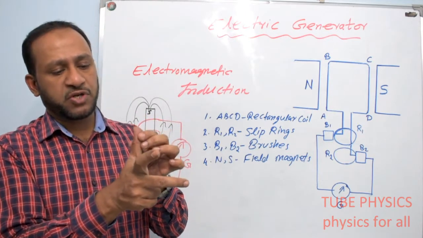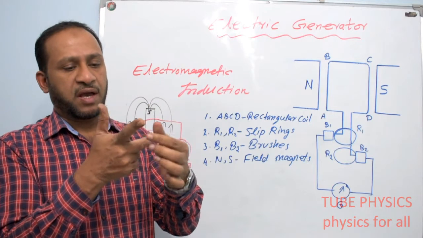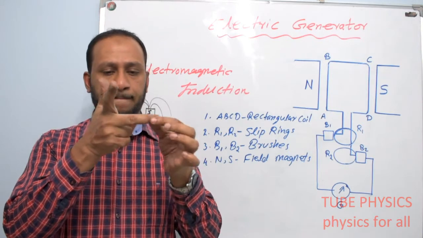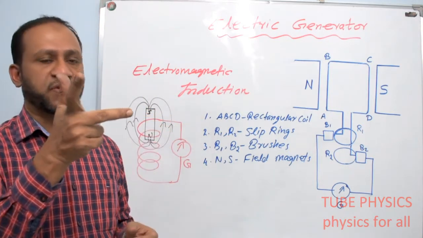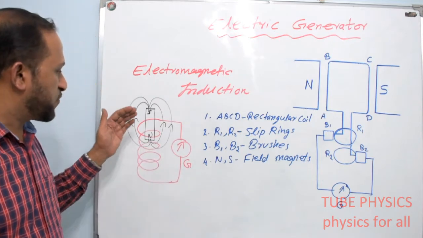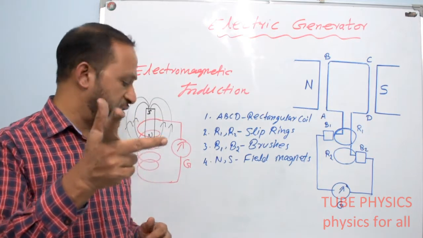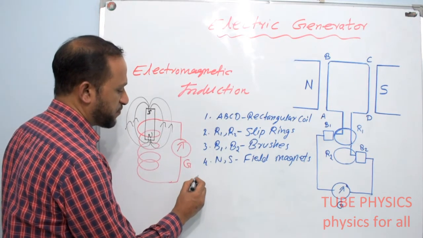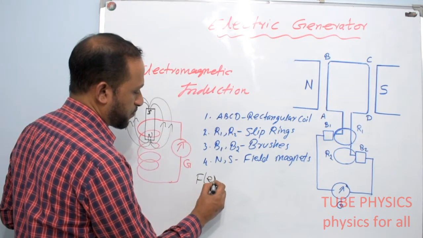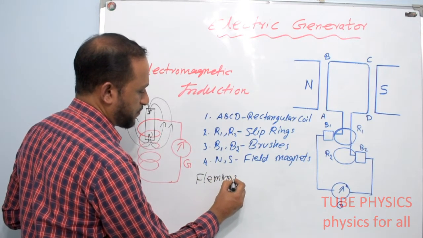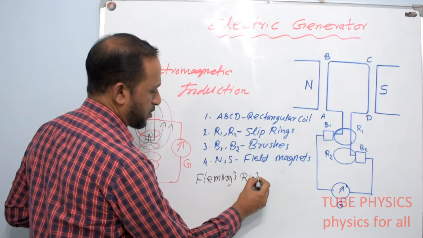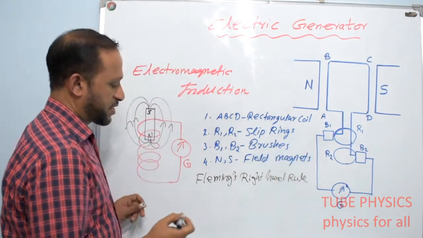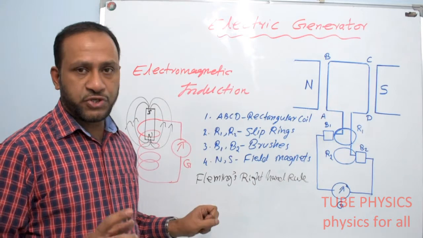Means that if the thumb is pointing towards the direction of motion of the conductor and the index finger points towards the direction of magnetic field, then the middle finger will give the direction of induced current. So we can obtain the direction of induced current by using Fleming's right-hand rule. The rule used for finding the direction of induced current is Fleming's right-hand rule. Okay, now I will show you the experiment.